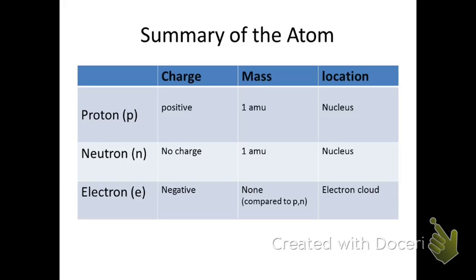The proton is in the nucleus, along with the neutron, which is neutral, and the electron is located in electron clouds. Depending on the type of model that you're talking about, the quantum mechanical model, we use the term cloud. You also hear the term orbit or shell quite a bit, and that's just referring to a different type of model.